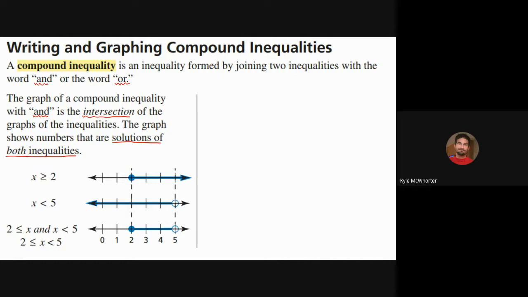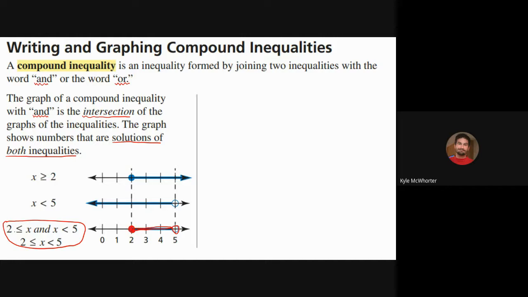So if you get one that says x is greater than 2, it looks like this. Solid circle at 2, and then arrow to the right. If you're looking at just x less than 5, it's an open circle at 5, and then arrow to the left. If we want to talk about the compound inequality with an "and," if 2 is less than or equal to x, meaning x is greater than or equal to 2, and x is less than 5, then it's just these numbers from 2, including 2, all the way up to 5, but not including 5.